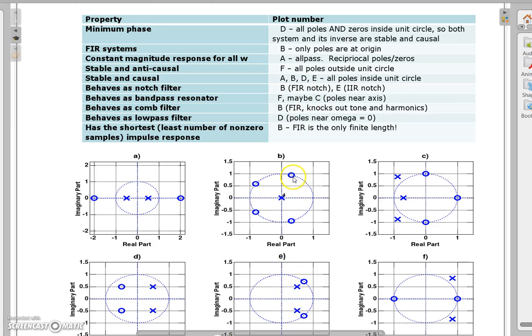FIR is basically if you have zeros on the unit circle, that'll notch out those frequencies. So this could be an example of an FIR notch.